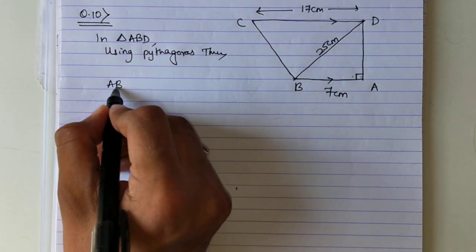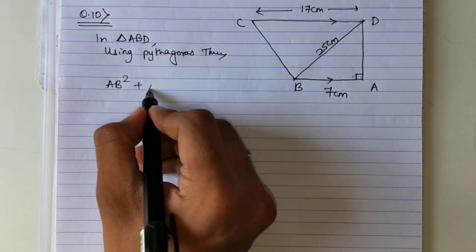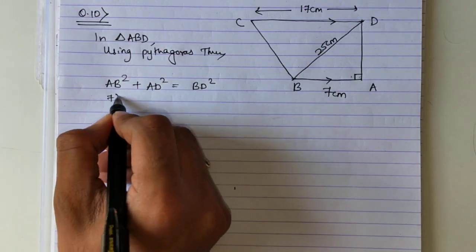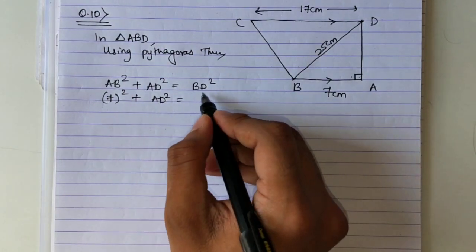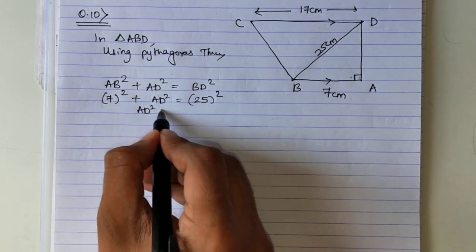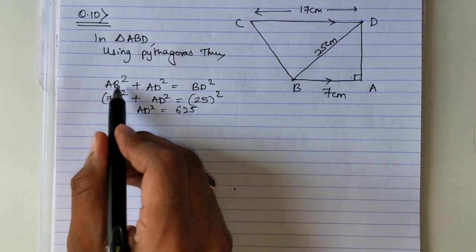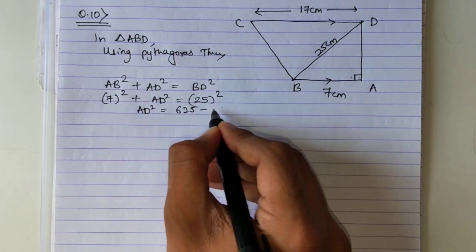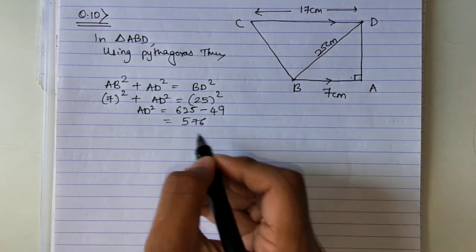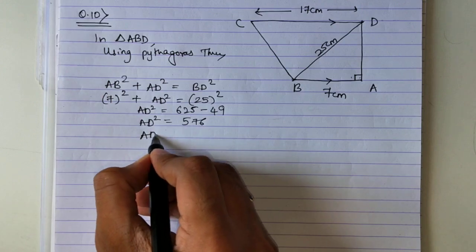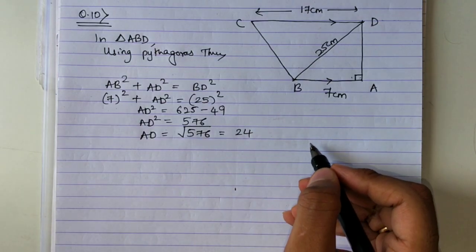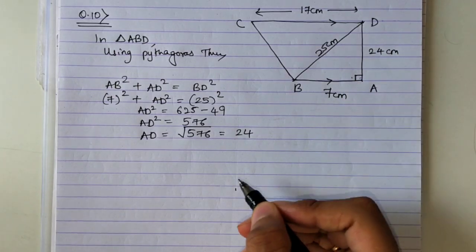Okay, so I'll write here AB square plus AD square equals BD square. Okay, AB is 7 cm, AD is not known, and BD is 25 cm. Okay, let's solve this. AD square, 25 square is 625. Okay, 7 square is 49. This 49 we'll shift here, so it will become minus 49. 625 minus 49 is 576. If AD square is 576, then AD will be root 576, and root 576 is 24. Okay, so that means we got this side as 24 centimeter.